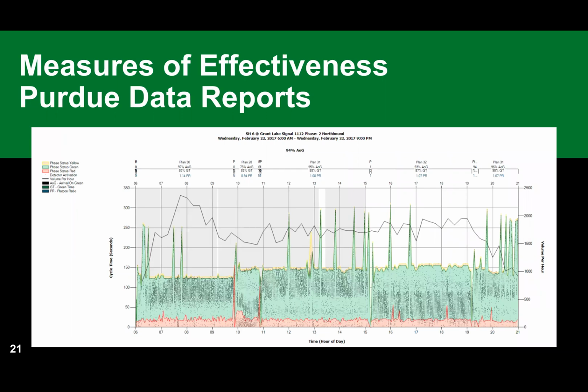Also, there's another way of measuring, and that's to use the high resolution data. We can take SPMs and graph them out to show the data sets like this arrival on green diagram and this Purdue data report. So this is another way to realize your measures of effectiveness on these projects. So that really does it for me for this presentation and for what I wanted to illustrate.